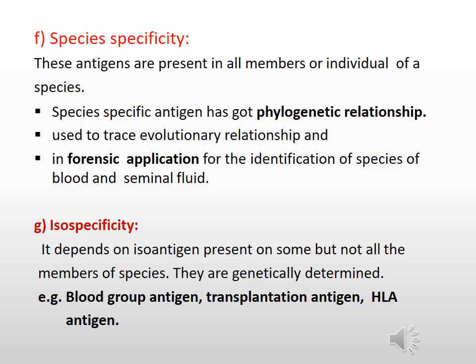And then comes the isospecificity. We have already discussed it during the classification of antigen, endogenous and special type of endogenous antigen. So isospecificity, as a quick revision, is present in some but not all individuals of a specific species. So it is species specific, present in the particular species but not in all individuals of that species. This presence and absence in individuals of the same species is determined genetically, for example the blood group antigen.